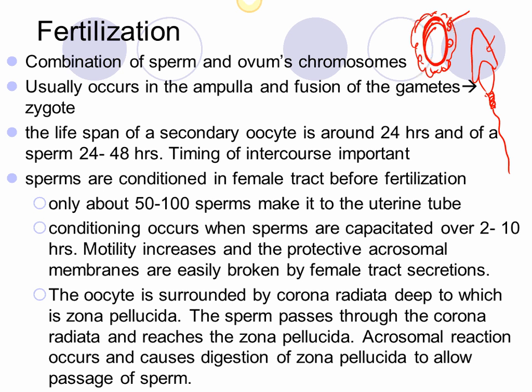and then it can implant in the uterus. So when these sperms are conditioned, they also have to be able to pass through this layer of cells called the corona radiata, and they also have to pass through the zona pellucida to get inside and actually meet with the chromosomes of the oocyte.